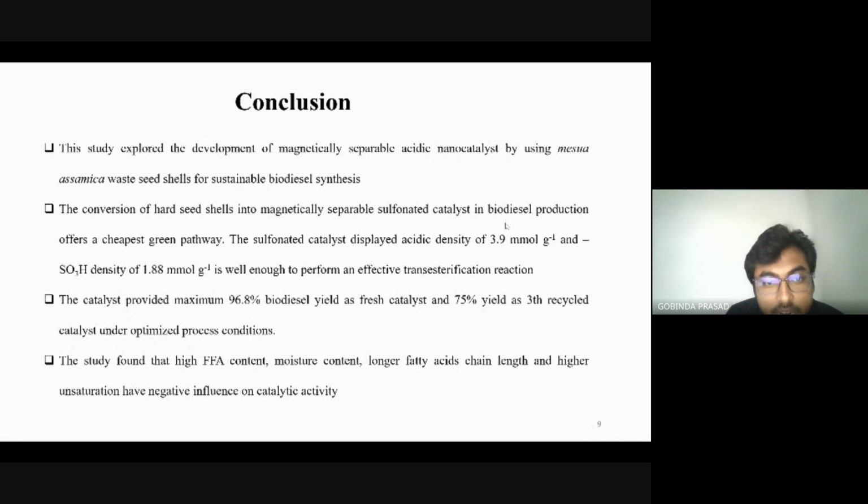The catalyst provided maximum 96.8% biodiesel yield as fresh catalyst and 75% yield as third recycled catalyst under optimized process conditions. The study also found that high FFA content, moisture content, and longer fatty acid chain length and higher unsaturation have negative influence on the catalytic activity and can reduce the product yield.